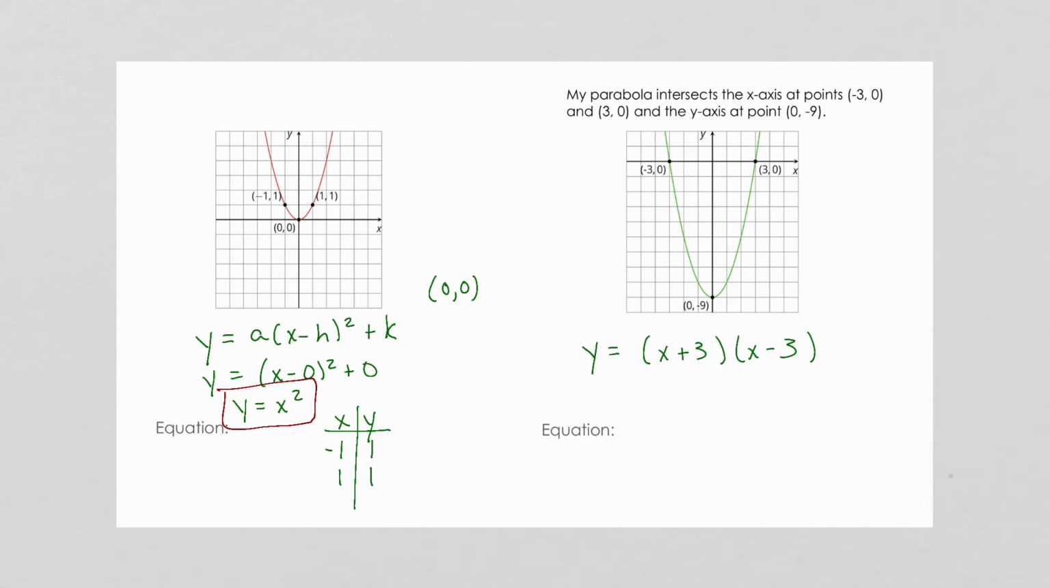There's a couple of ways to find out. We could multiply this out. We could change it to vertex form. But the vertex is just a point on the graph, (0, -9). So what happens if we put 0 in for x here? (0 + 3)(0 - 3). I get 3 times -3, which is -9. Okay, so that vertex works. So my final equation could be y = (x + 3)(x - 3).